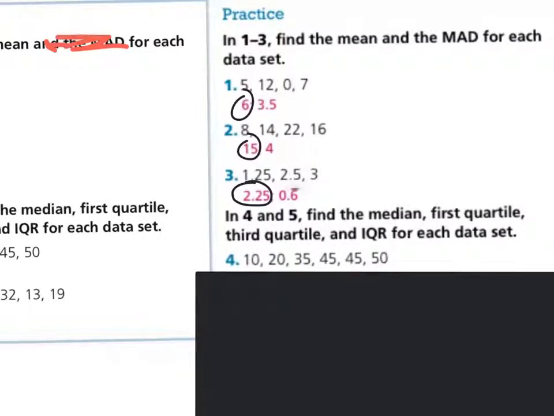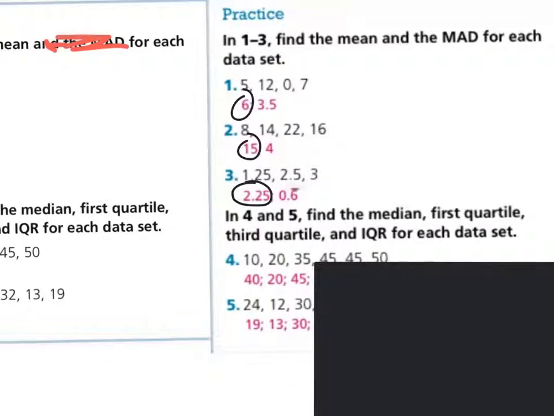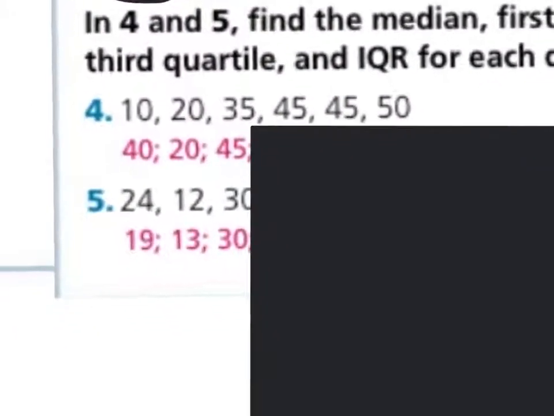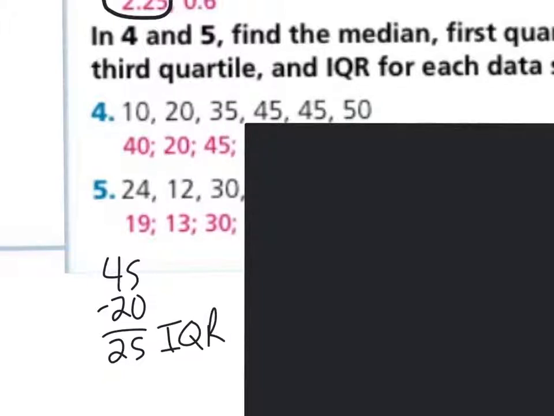Also, the next part on 4 and 5, it asks us to find median, first quartile, third quartile, and IQR. Remember, IQR, interquartile range, that's just the difference between the first and third quartiles. Since we already did median, first quartile, and third quartile back when we talked about box plots, we're not really going to worry about that part of it. One thing we can just mention here briefly is the IQR. So for number 4, if we look at the first quartile is 20, the third quartile is 45. If you subtract those, 25 would be your interquartile range.